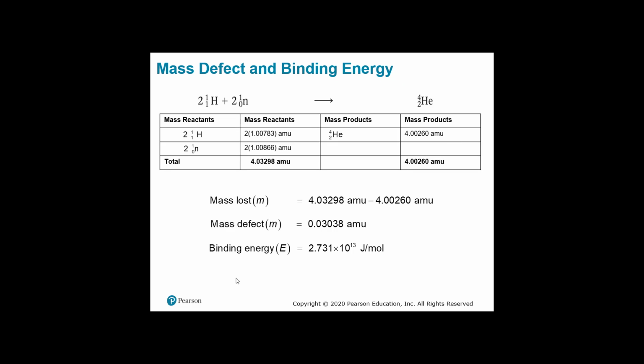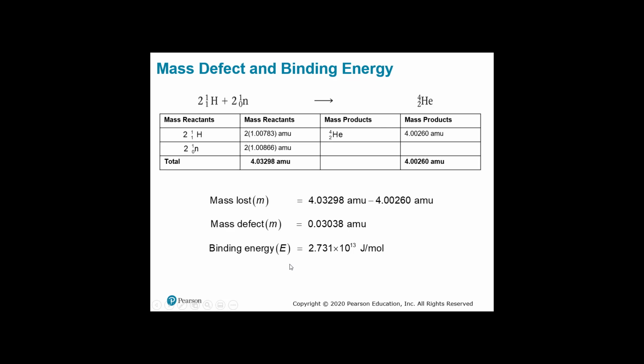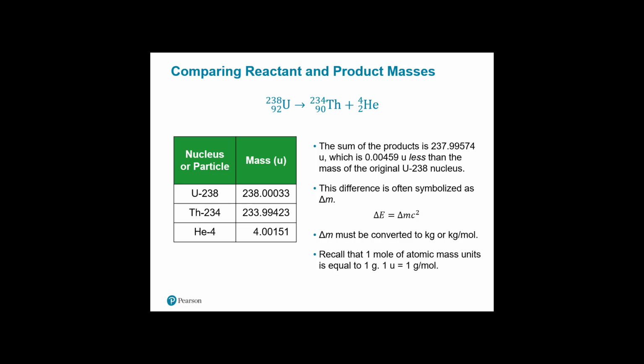So we look at the next one here, and we have our mass of reactants and our mass of products. And we subtract the two, which leaves us with 0.03038 AMU. And we end up with a binding energy. This one's just cut through, so it's not showing all the steps here. But we see a binding energy of 2.731 times 10 to the 13 joules per mole.